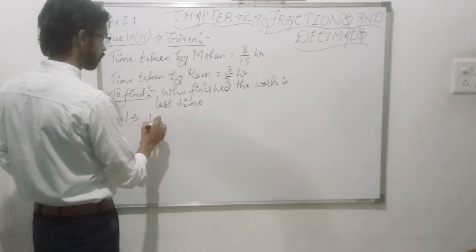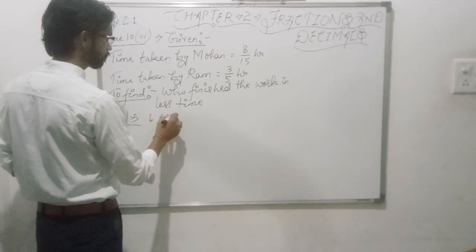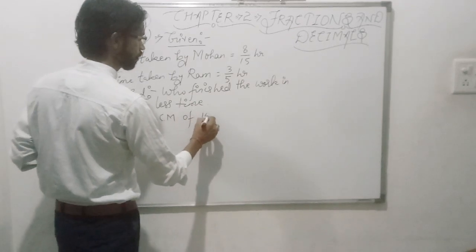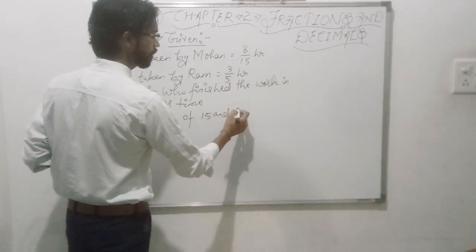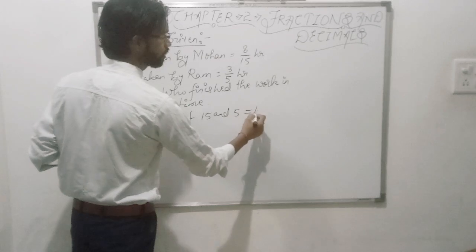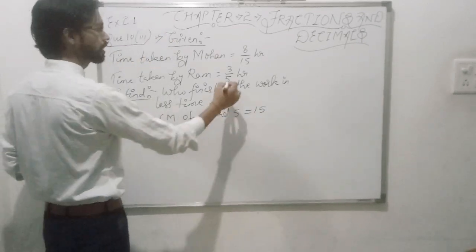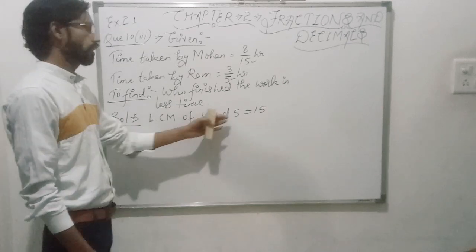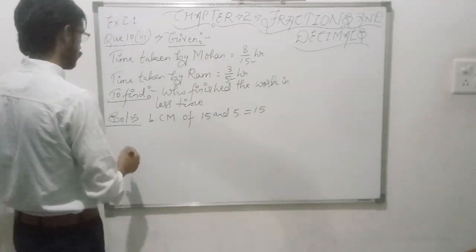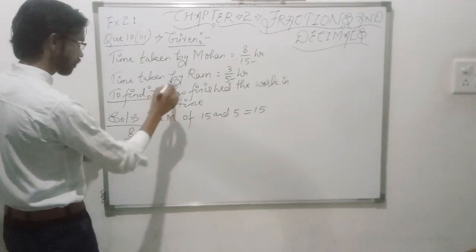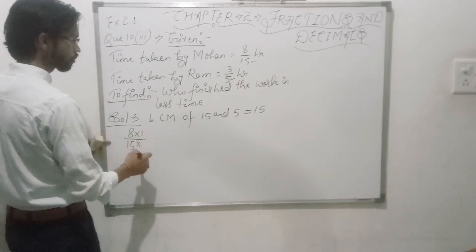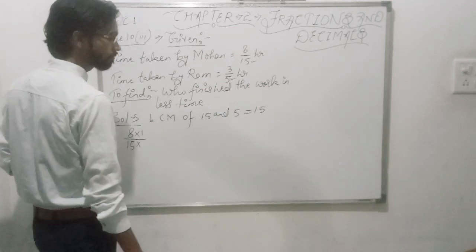Here, first of all, the LCM of 15 and 5 is equal to 15. That is the LCM of this denominator and this denominator. Now we will take both the fractions separately and try to make the denominators the same. So we have to get 15 in the denominator.